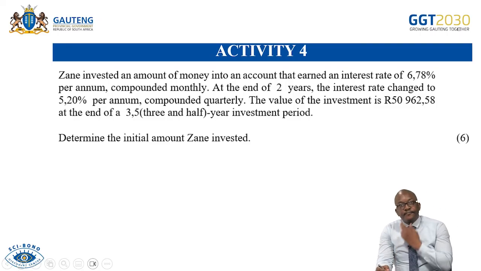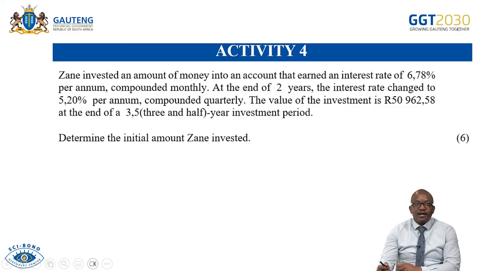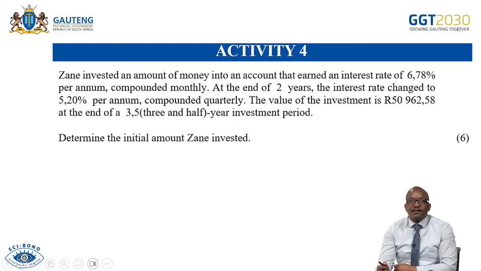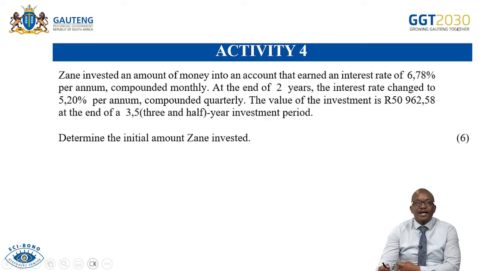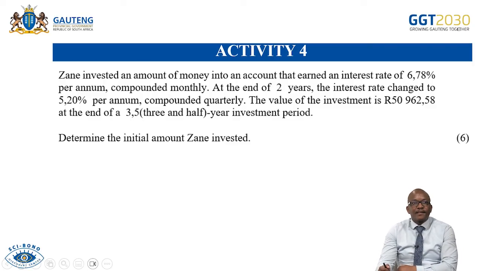Correct. So now, with this one, they are saying Zain invested an amount of money into an account that earned an interest rate of 6.78% per annum compounded monthly. At the end of 2 years, the interest rate changed to 5.20% per annum compounded quarterly. The value of the investment is 50,962 rand and 58 cent, correct? And then at the end of 3.5 year investment period, correct? So now the question says we must calculate the initial amount Zane invested.